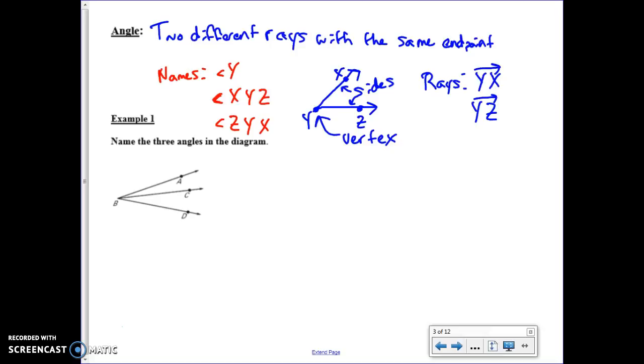Okay, so the three angles we see are this big angle right here, which is angle ABD. The angle that makes up the top half here, which is angle ABC, and the angle that makes up the bottom half here, which is angle CBD. Notice in all of these, B is in the middle because it's the vertex. And again, order doesn't matter, so you could have flipped those and had DBA, CBA, or DBC.